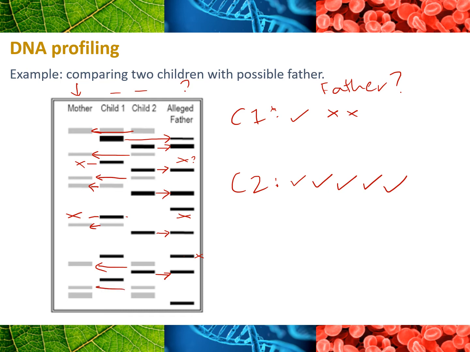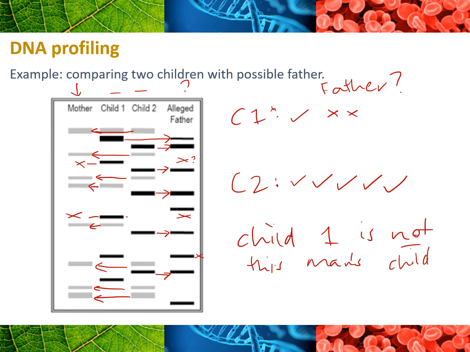Child 2, both of these alleles can be accounted for by the mother. Okay, so what we would say from this evidence is child 1 is not this man's biological child. Child 2 could be. It's fairly likely. There's a lot of matches and there's no unexplained things, but child 1 is not the child of that man.